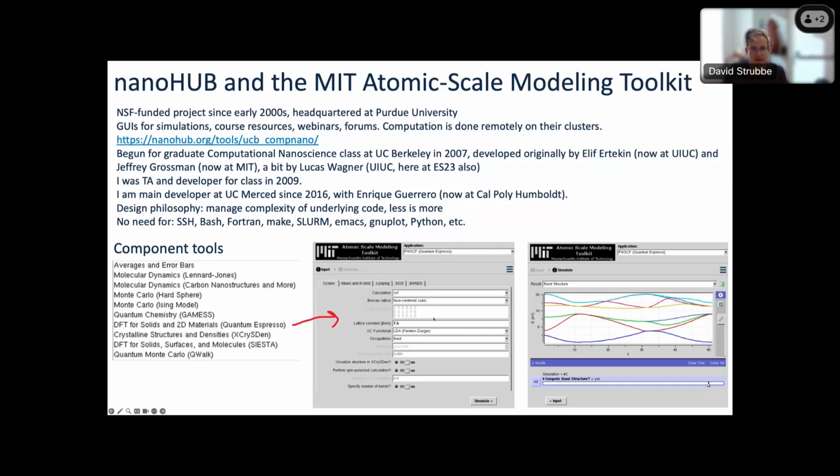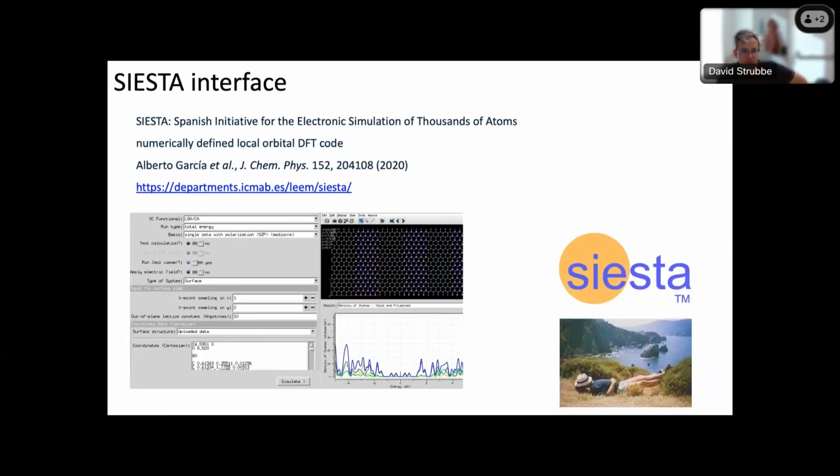And so we have this nice graphical user interface. Here's an example from the Quantum Espresso tool, not the one we're going to focus on, but just to show you one of the other things that's in there. We're going to focus instead on the SIESTA code, mostly because it is faster, at least under some circumstances, for these kinds of calculations.